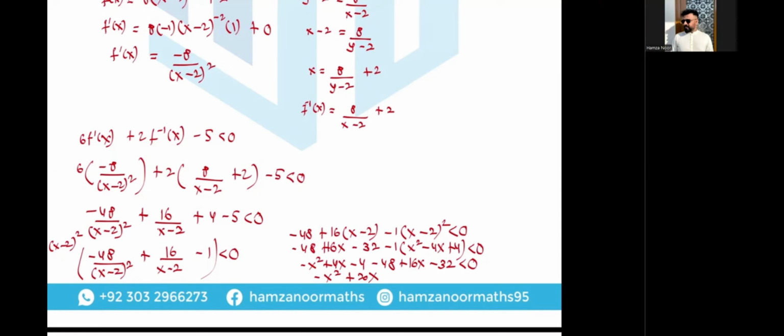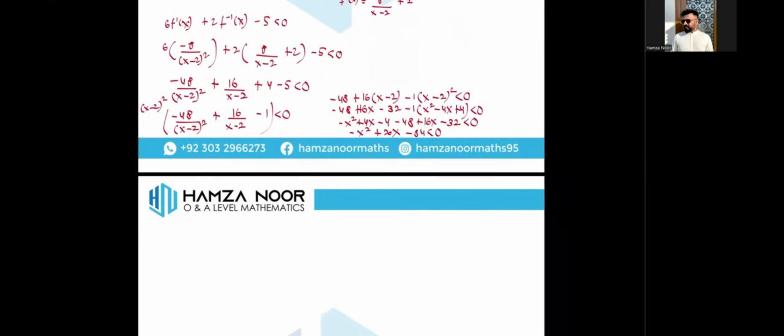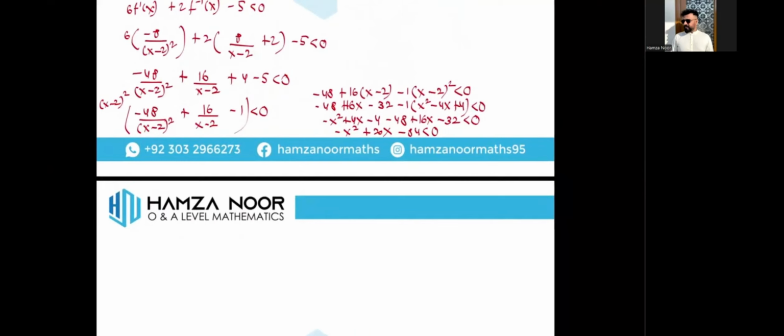Minus 4 minus 48 minus 32. This is minus 84. Okay. And now we need to solve this quadratic inequality. For that purpose, I'm going to take minus 1 as common. So taking minus 1 as common, multiplied by x square minus 20x plus 84.